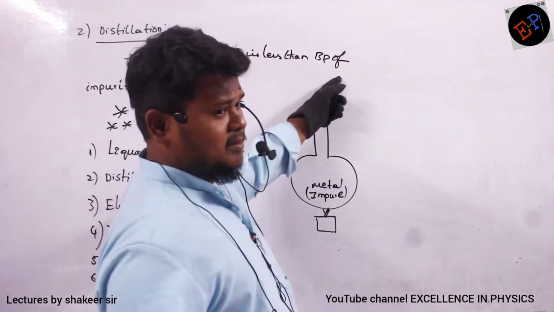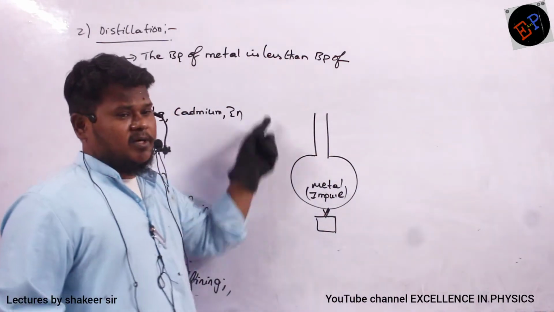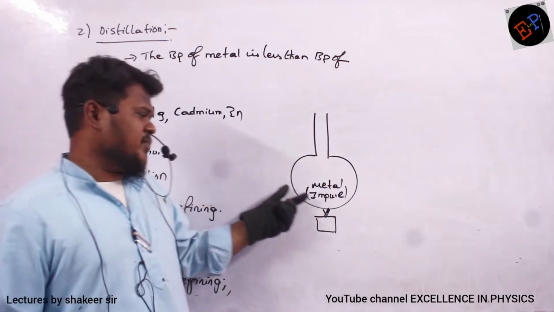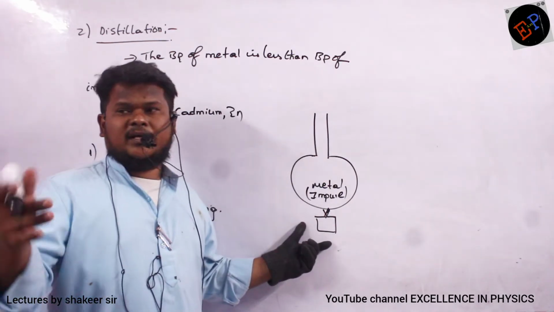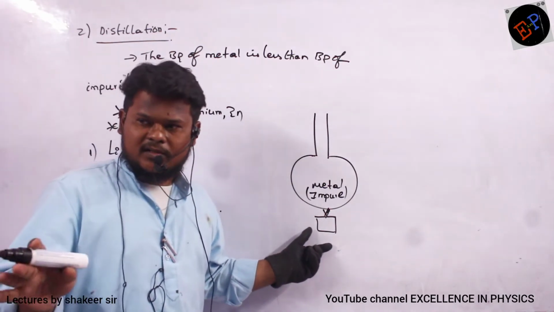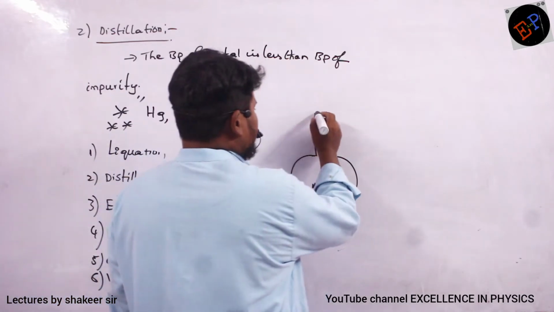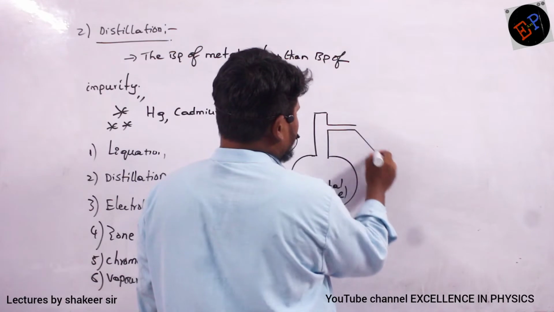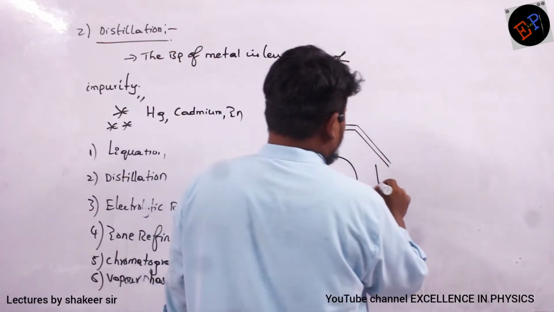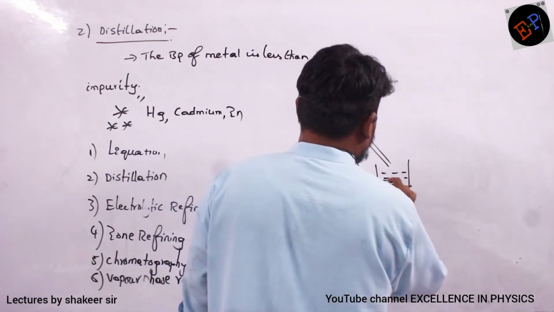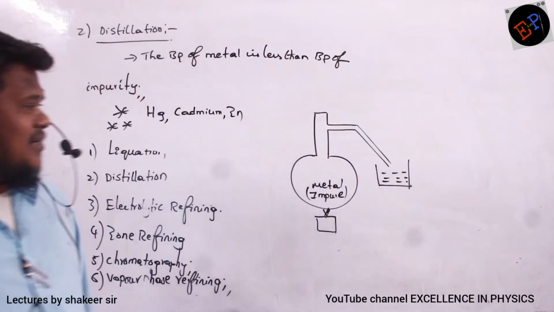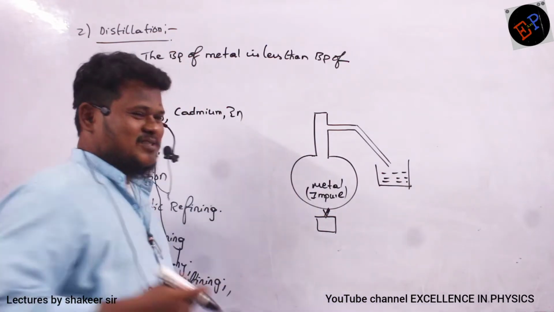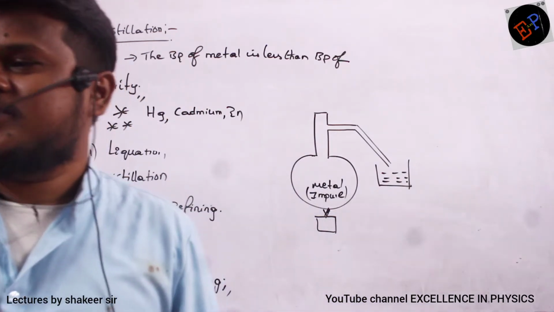Boiling point of metal should be less than boiling point of impurities. So we supply only that temperature where metal will melt, but impurities do not melt. So therefore, this metal is converted into liquid form, vapor form, and here it is collected in a container. Okay? Very simple diagram. So this is the second process, which is called distillation.